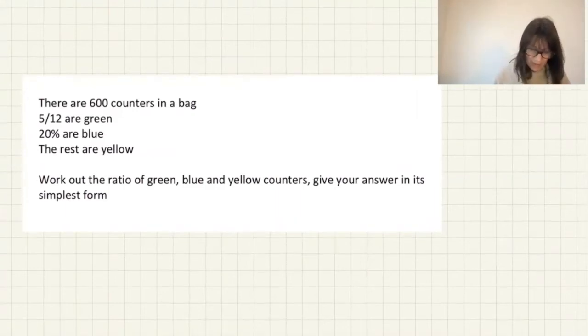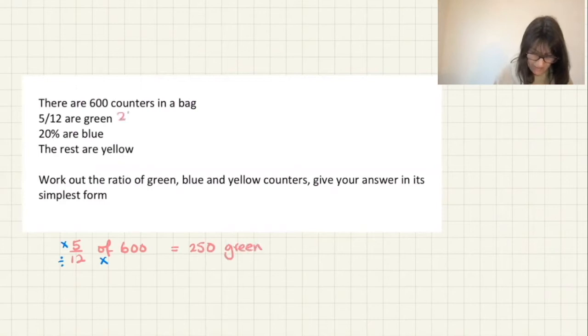Okay, so we have to work out 5/12 of 600. Now remember that of means times. If we're doing it by hand, dividing by the bottom, timesing by the top, or we're not in this case, straight in the calculator, you've got 250 green. And you could pop it up there if you wanted as well.